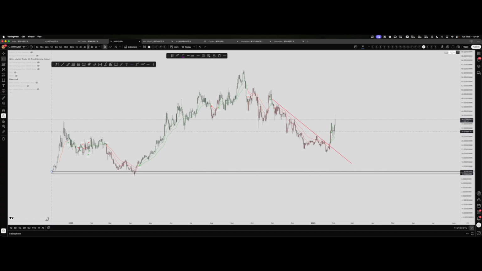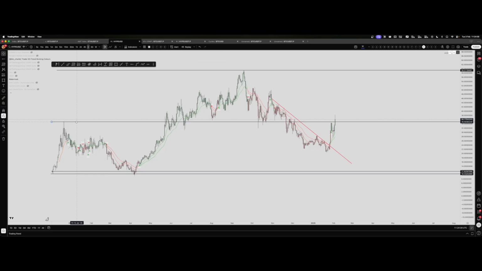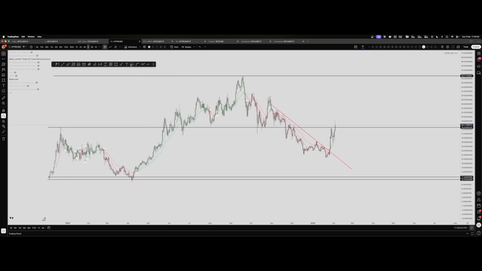Right? You can draw your range here. No, this doesn't look good. Yeah, that looks about halfway, doesn't it? Yeah.